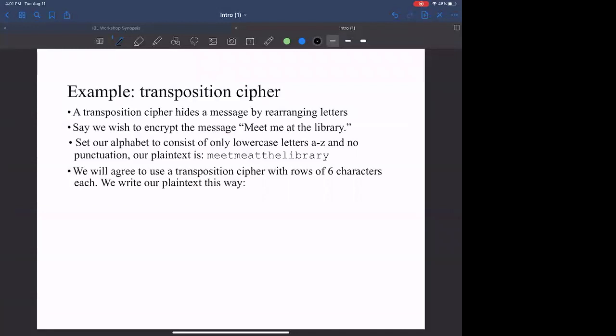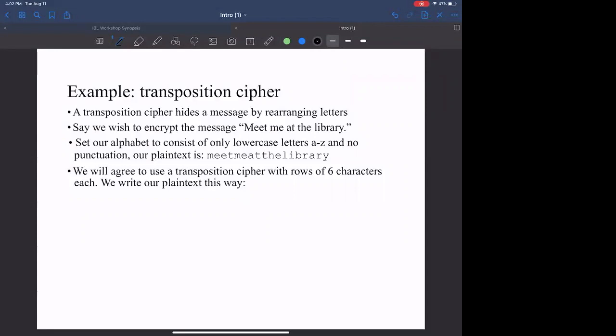All right, so let's talk about a cipher, an actual way of encrypting a message. The first cipher that we're going to talk about is what's called the transposition cipher. This is probably one of the simplest ways that you can encrypt a text message. A transposition cipher simply hides a message by rearranging the letters in the message. So let's say we have ourselves a text message that says, "Meet me at the library."